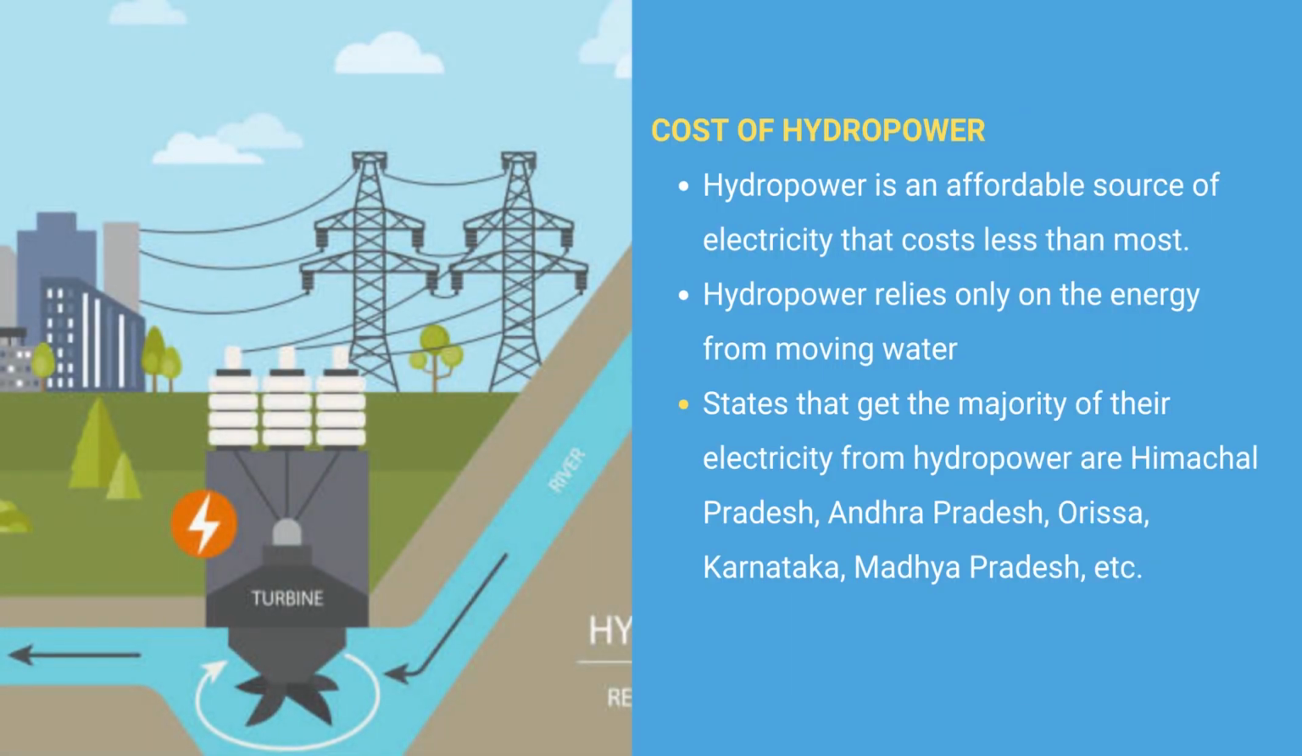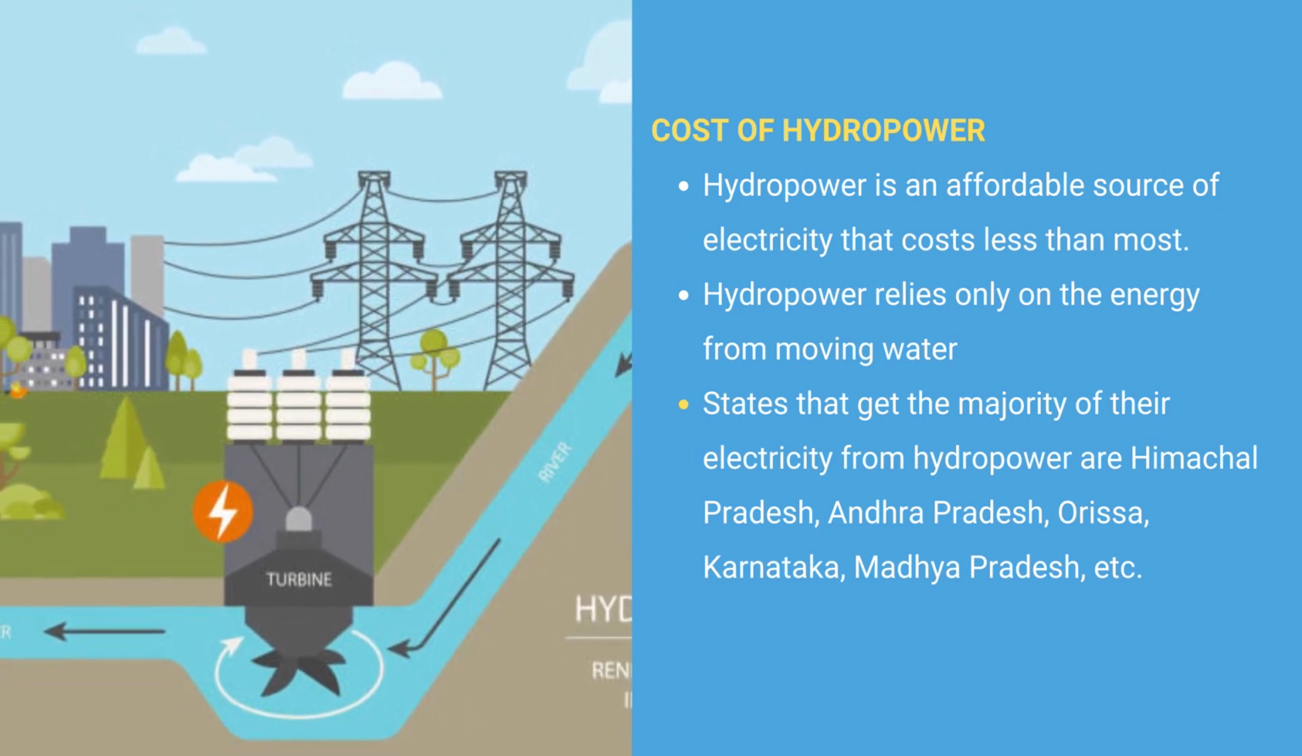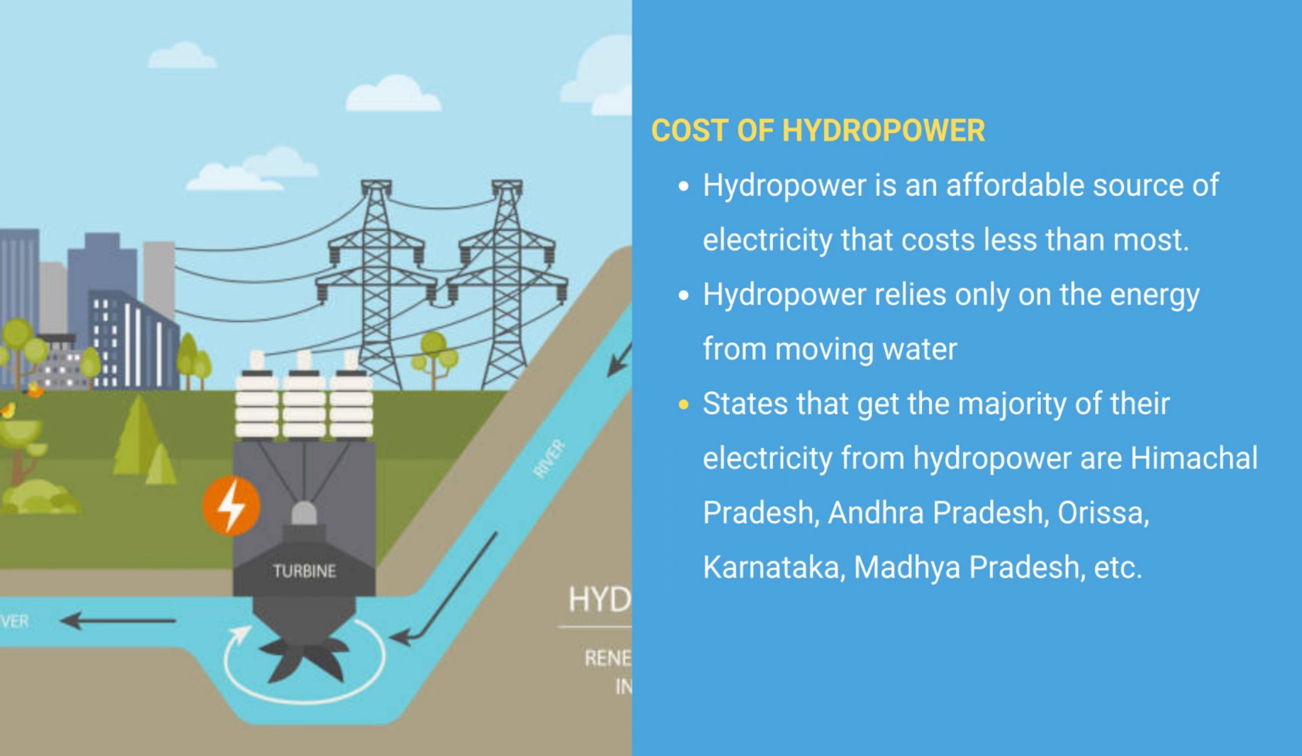Now I would like to talk a little bit about cost of hydropower. As I said, hydropower can be used in abundance to generate power. Hydropower is an affordable source of electricity that costs less than most. It means in comparison to other sources like steam or solar, hydropower costs less. Hydropower relies only on the energy from the moving water, and states that get the majority of their electricity from hydropower are Himachal Pradesh, Andhra Pradesh, Odisha, Karnataka and Madhya Pradesh. So in these states hydropower is dominant over other sources.